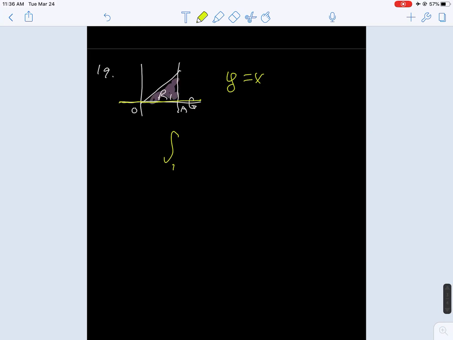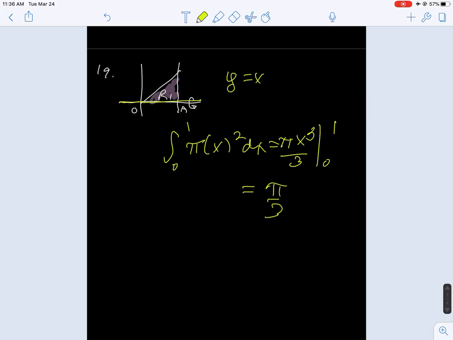So the setup for this is from 0 to 1 of pi x squared dx, which is pi x cubed over 3 from 0 to 1, which is pi over 3. So don't make those harder than they are. Some of them are harder than others depending on how you rotate, but I did want you to see that, okay?